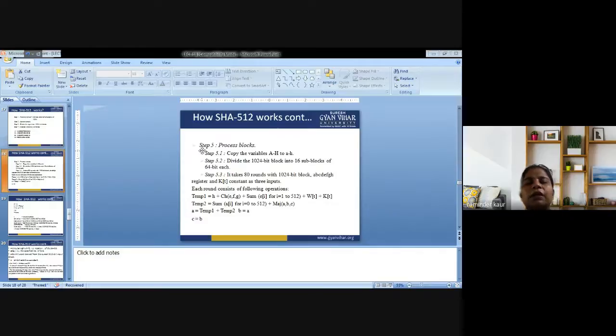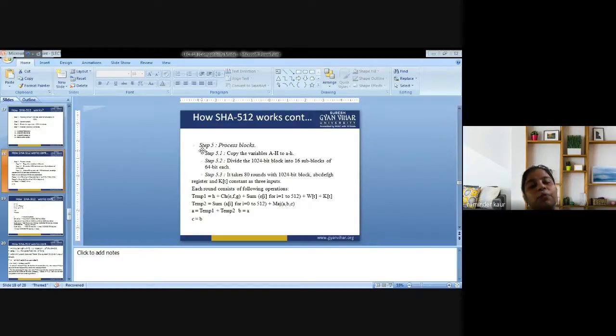Next we are concerned with the fifth step. We are supposed to process the block, and in the fifth step there are further steps: copy the variables A to H to small a to h, and divide the 1024-bit block into 16 sub-blocks of 64 bits each. In addition, the third step takes 80 rounds with the 1024-bit block. A, B, C, D, E, F, G, H registers are there and a constant as three inputs. Each round consists of various operations that are given here.